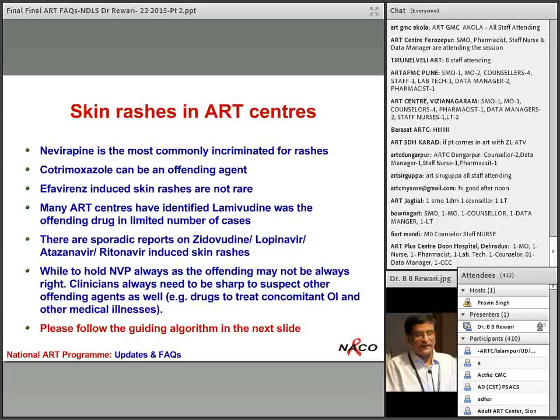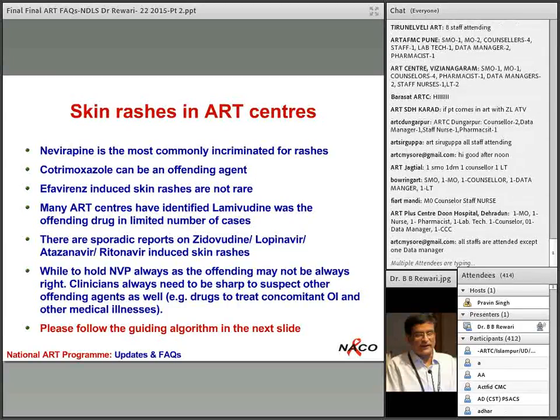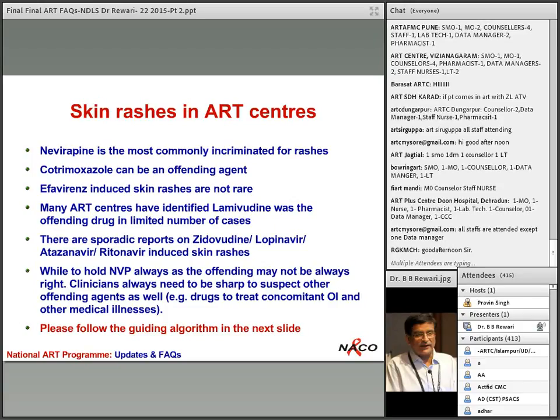We have to remember nevirapine is the most commonly used drug causing rash, but now we are not using nevirapine either in adults or in children for initiation, so the incidence of rash will go down. But cotrimoxazole can also cause rash. Efavirenz can also cause rash.